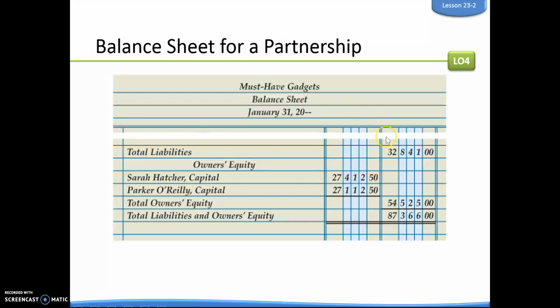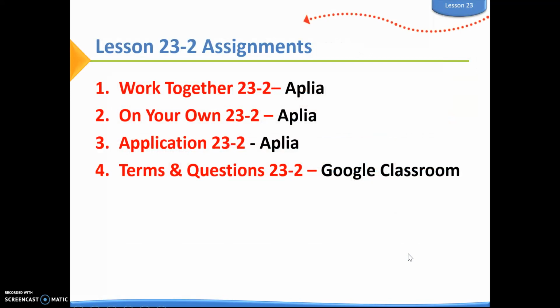It doesn't change. But here you can see that we have our two partners. Those are their two capital accounts, the amounts that we found when we did our owner's equity statement. And the two are added together there to get total owner's equity. And then just like before, we take total liabilities plus our total owner's equity to get that total. And that would obviously equal our assets when we're all said and done.